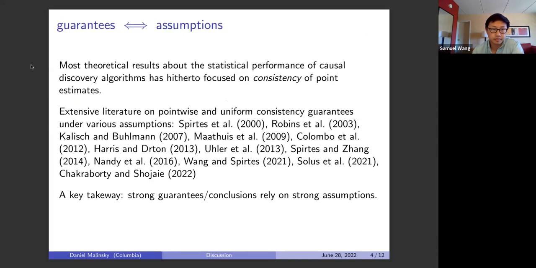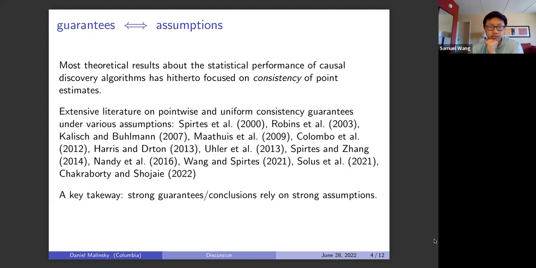So the first thing I'll say is that most theoretical work about the statistical properties or statistical performance of causal discovery algorithms has so far focused on consistency properties of point estimates, where the point estimate is a graph, which may itself represent a set of graphs, being an equivalence class. But there's this extensive literature on the conditions under which you can get different kinds of guarantees: point-wise guarantees, which are kind of weaker, and uniform consistency guarantees, which are kind of stronger under various assumptions.